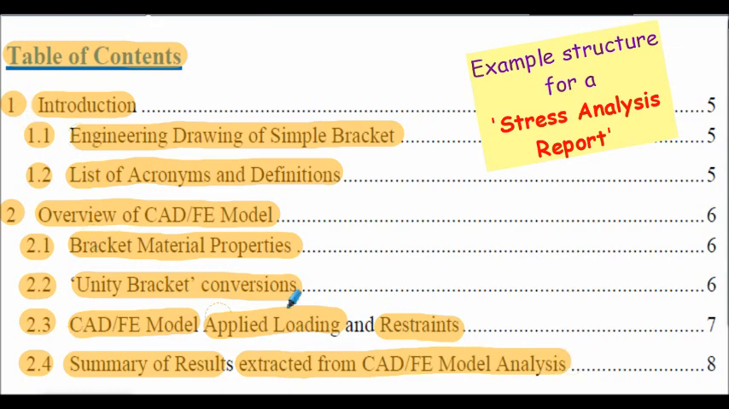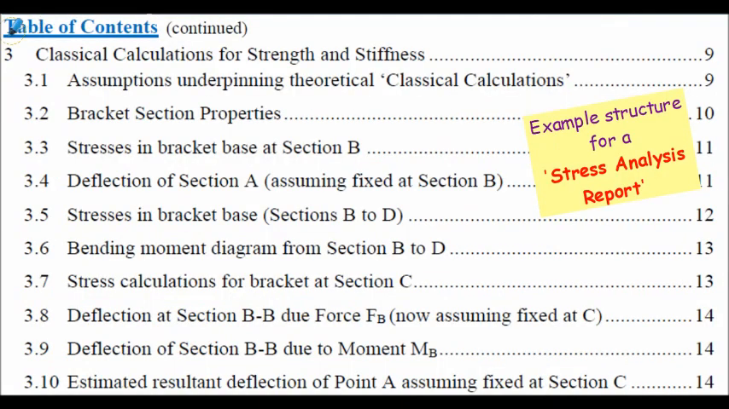Again, left hand side are section numbers and right hand side here are the page numbers 5 through to 8. So here's the table of contents continued. This is now section 3. This relates to the classical calculations that I undertook. So section 3 is headed the classical calculations for both strength and stiffness.